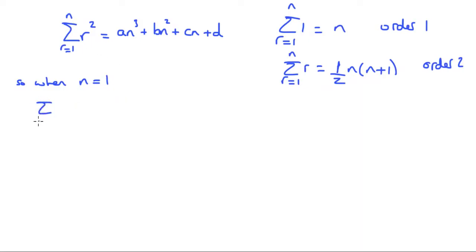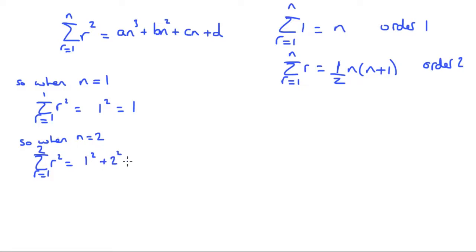We'll be finding the sum from r equals 1 to 1 of r squared. So when r equals 1, we get 1 squared, which is just 1. That's the only term in that sequence because we're only going from r equals 1 up to 1. When n equals 2, we're going from r equals 1 to r equals 2 for r squared. That's 1 squared add 2 squared, which is 1 add 4, which is 5.